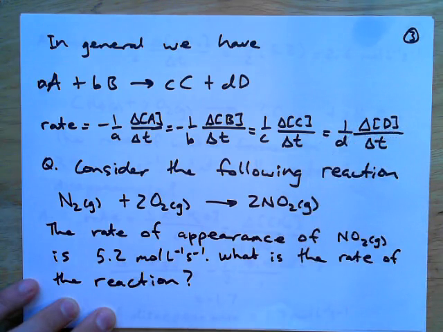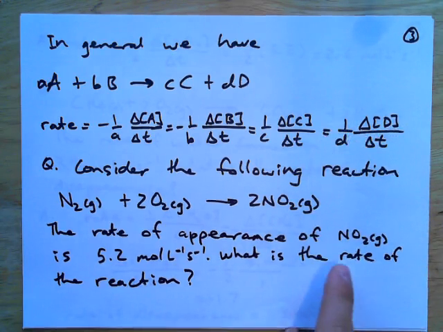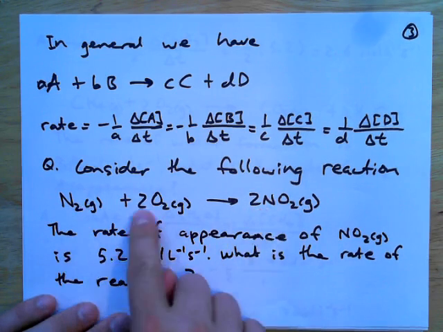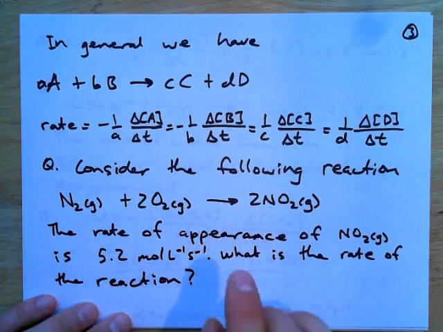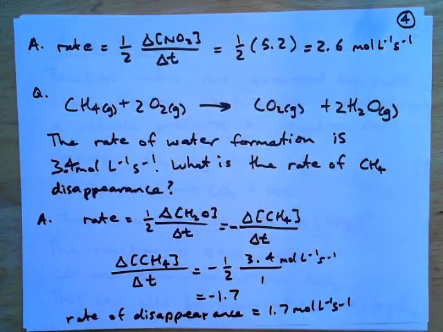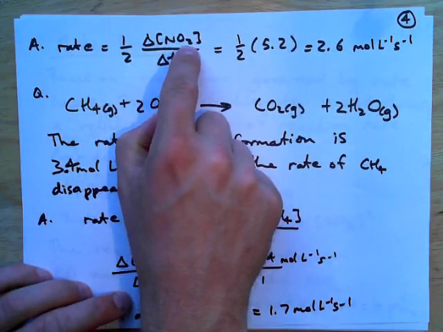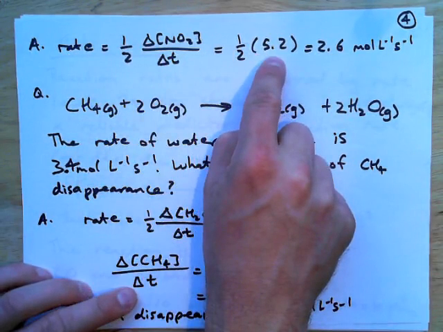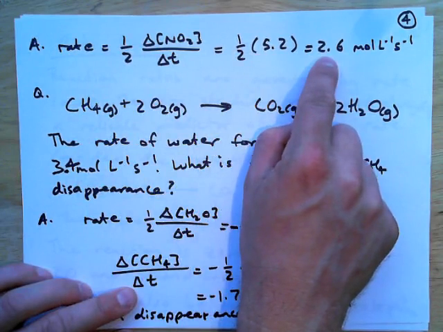So let's consider the following reaction. So the rate of appearance of the NO2 in this reaction is 5.2 moles per litre per second. What is the rate of the reaction? So looking at what we've got here, the rate should be equal to 1/2 the change in the NO2 concentration divided by the change in time. And so that's exactly what we have here. The rate equals 1/2 change in NO2 concentration over change in time. So it's 1/2 times the 5.2 moles per litre per second, and so we get 2.6 moles per litre per second.